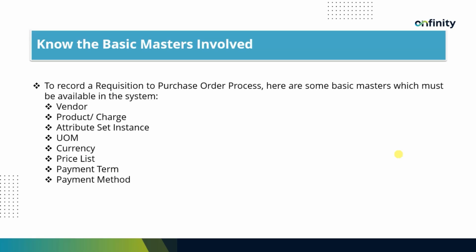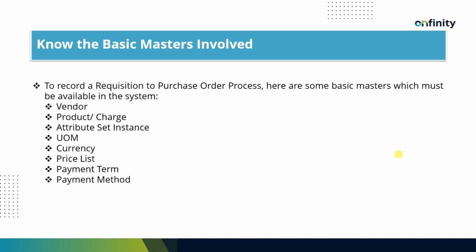Let's know the basic master involved in this process. To record a requisition to purchase order process, here are some basic masters which must be available in the system. So you need vendor, product or charge, attribute set instance, unit of measure, currency, price list, payment term, and payment method. All these topics are already covered in their respective training sessions. If you want to learn how to configure them, you can watch the detailed sessions on each topic.